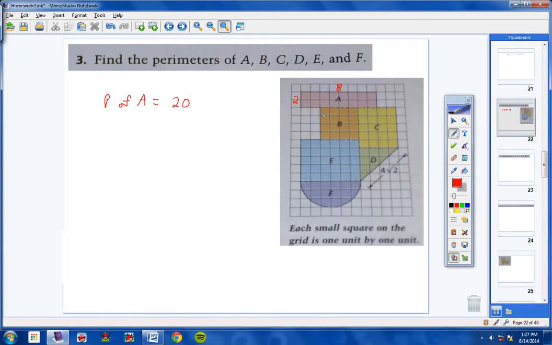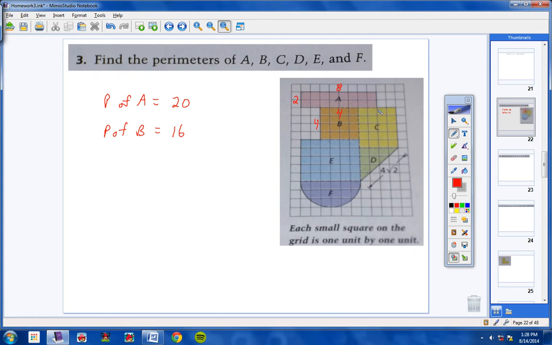Now the perimeter of B, let's see, 1, 2, 3, 4, so a length of 4, and then going across 1, 2, 3, 4, a length of 4, so we have a square. So the entire perimeter of B would be 4 plus 4 plus 4 plus 4, which would be 16. So the perimeter of B would equal 16.